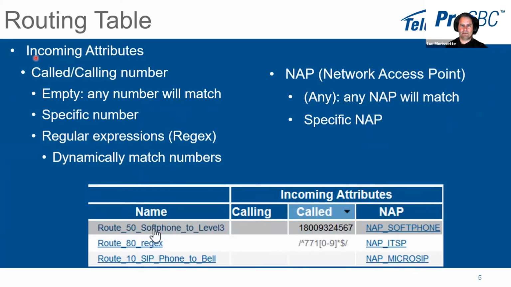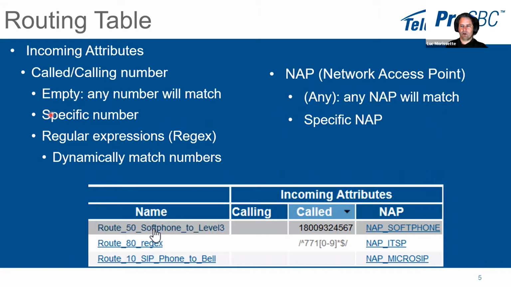So if you look at the incoming attributes, you have the called and calling number. You have 3 things you can do here. First is to leave it empty. If it's empty, that means any number will match. Any incoming call with any calling number will match this route. So this means we won't check the calling number in these cases.